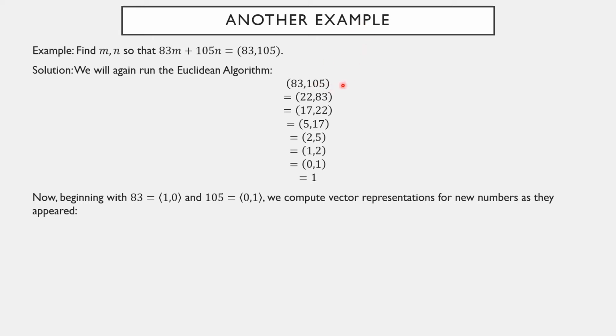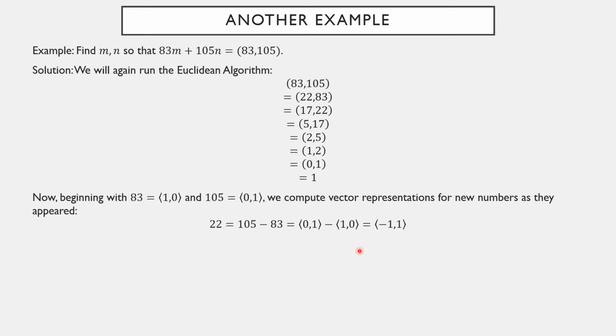Now we go through all of the steps of the Euclidean algorithm. Each new remainder that was computed, we compute it in terms of these vectors. So the first remainder was 22, which is 105 minus 83. The remainder of 105 over 83, take away 83 once and you get your remainder. 105 had the vector 0, 1, 83 had the vector 1, 0. In each component, we now perform the subtraction. 0 minus 1 gives me minus 1, and in the second component, 1 minus 0 gives me 1.